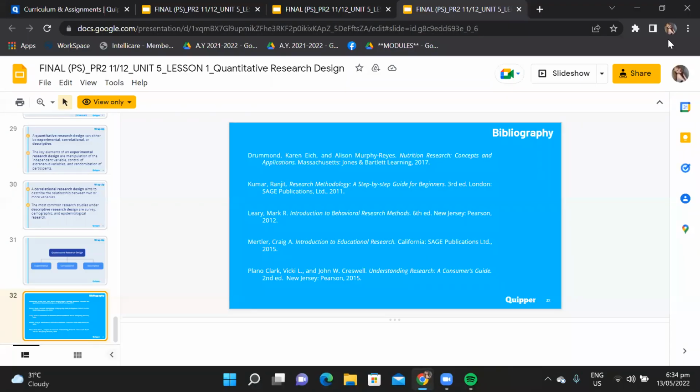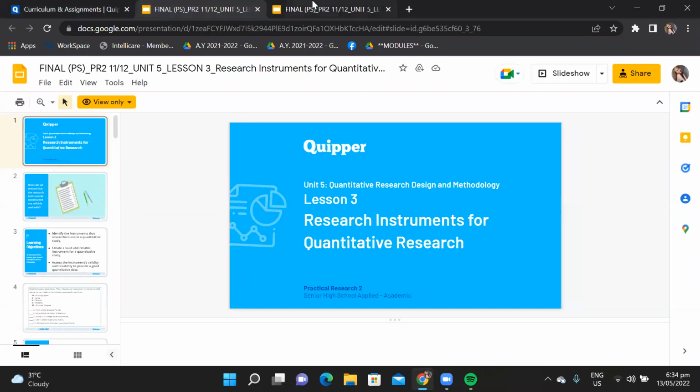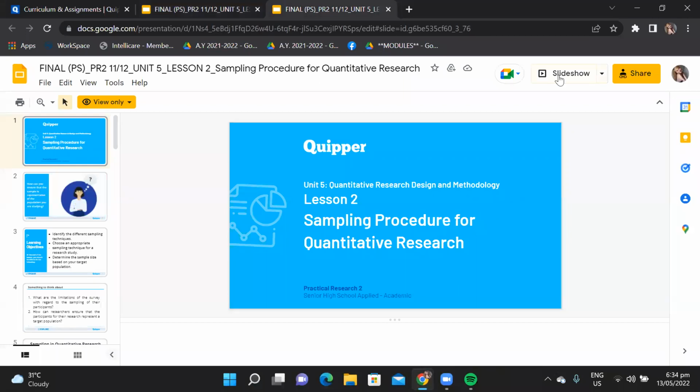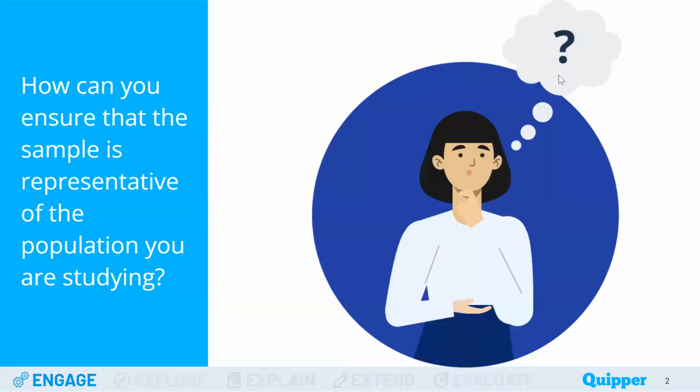Okay, so do we have any question for lesson one? Okay, if not, let's proceed to lesson two, quantitative research design and methodology. Lesson two, sampling procedure for quantitative research. How can you ensure that the sample is representative of the population you are studying?